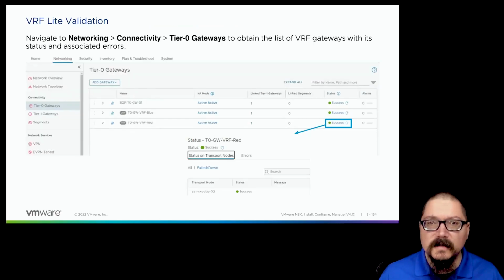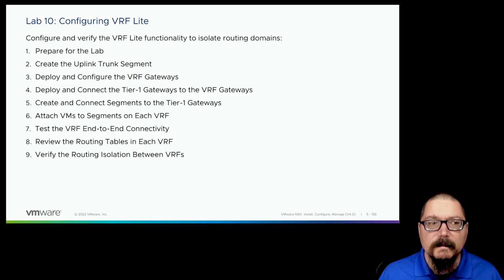Validating a VRF is pretty straightforward. I look at the status. The status should tell me that we are successful. If I click on the status field, it's going to bring up a transport node by transport node view where I can look and see if there are any transport nodes individually with problems. We're talking about the edge transport nodes here, any specific errors that we might see. This is a valuable thing to look at.